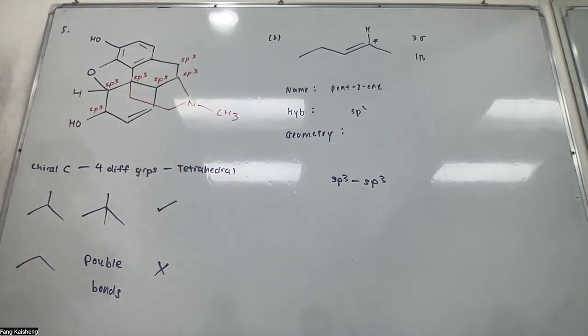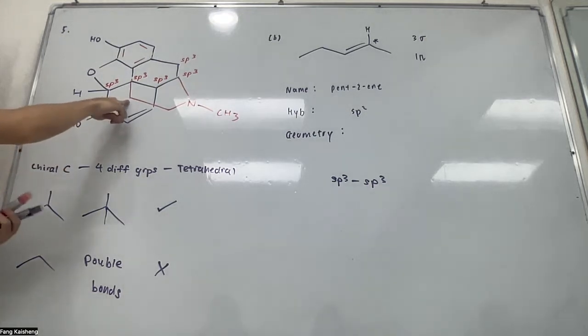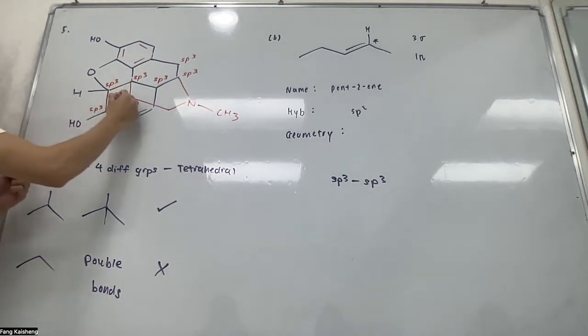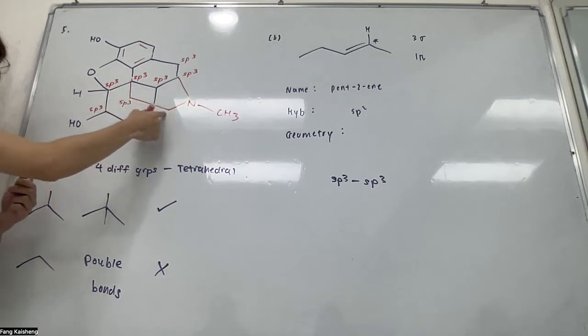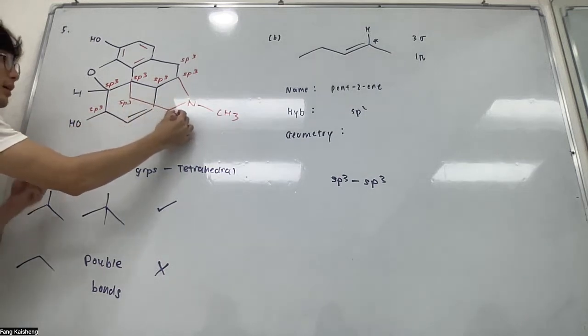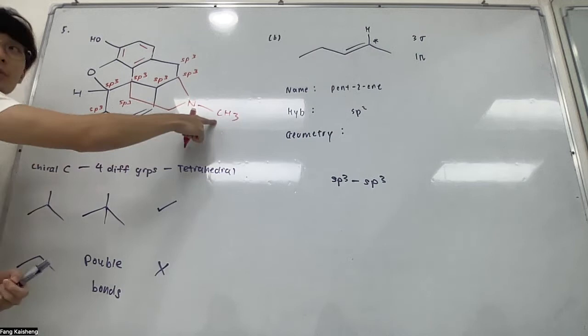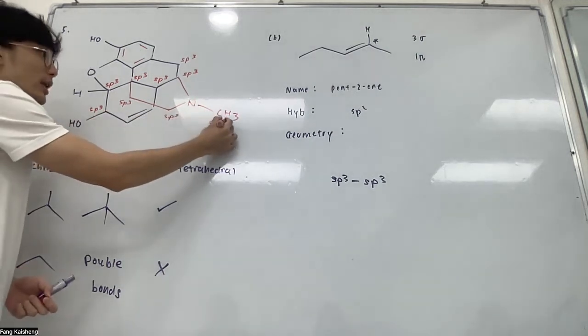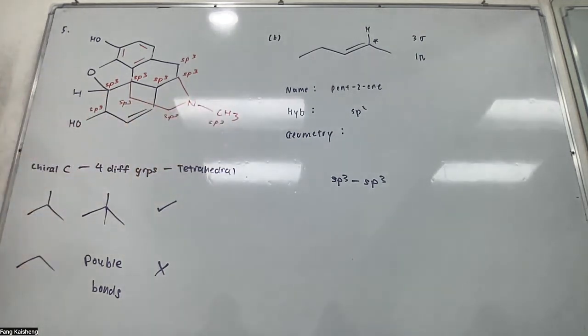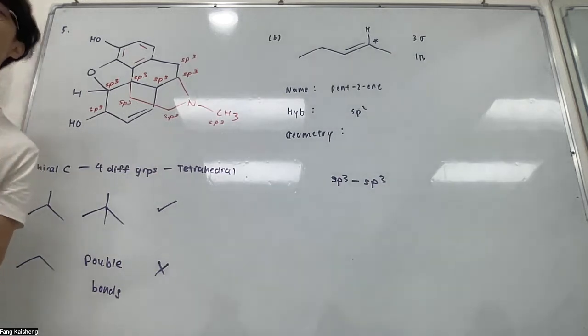Okay, let's find all the other sp3 carbons. Is this sp3? Yes, yes also. Okay. Yes. You're not interested in N? Is this sp3? Yes. Okay, so they want sp3 overlapping with sp3. So that means the 2 carbons must be side by side, right?